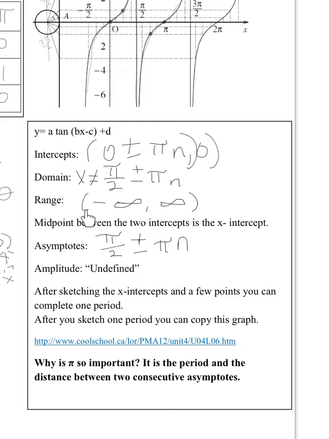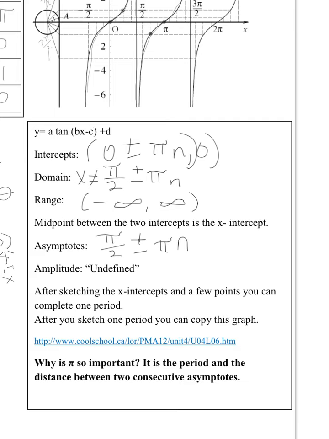The range is all real numbers. So negative infinity to positive infinity is going to be the range for tangent. The amplitude for tangent is undefined. We don't have an amplitude. See, range is negative infinity to positive infinity, so there's no maximum and there's no minimum, so we don't have any amplitude. After sketching the x-intercepts and a few points, you can complete one period.